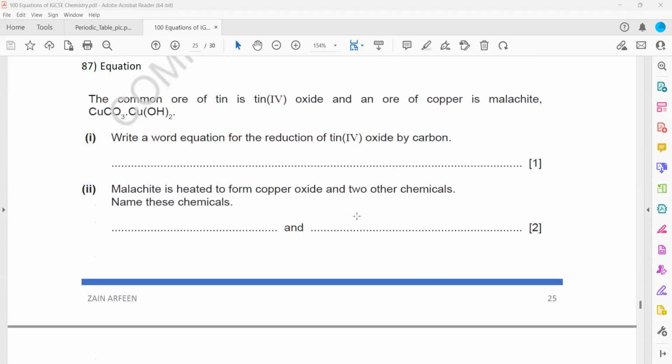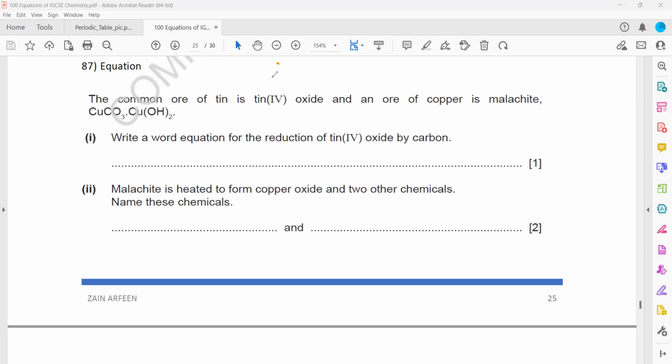The common ore of tin is tin oxide, and the ore of copper is malachite, which is calcium carbonate plus copper carbonate plus copper hydroxide. Write a word equation for the reduction of tin(IV) oxide by carbon. First, you should know the formula for tin(IV) oxide.